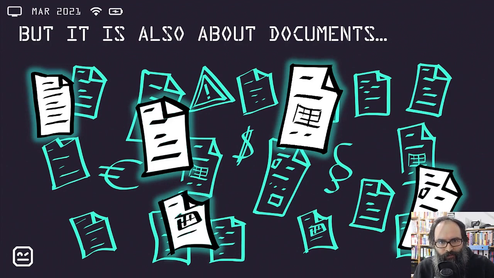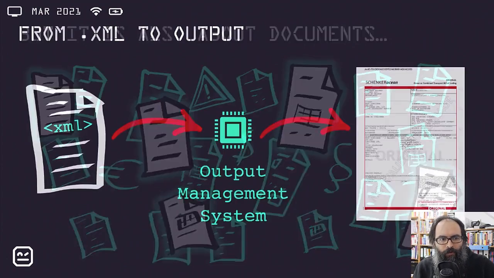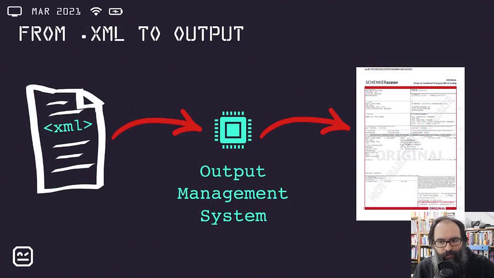And it's important that we don't have any defects in our documents, because some defects might be awkward, but some other defects might have legal consequences. So we must be sure to get it right. For that, we have a central output management system. What we usually do is we send an XML payload to the system and it will generate an output for us. Sounds simple, right?